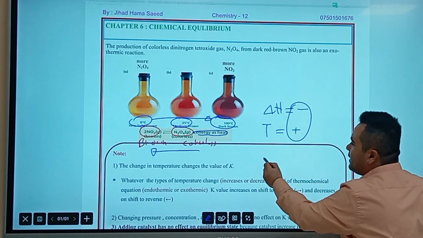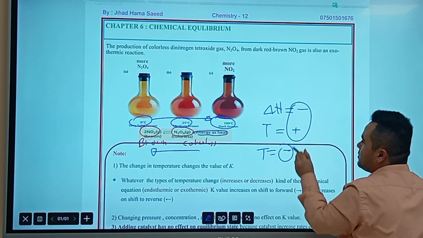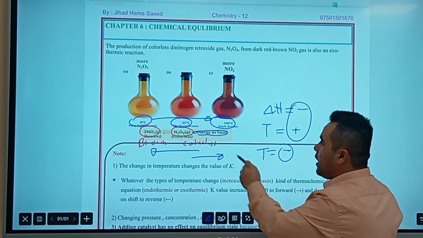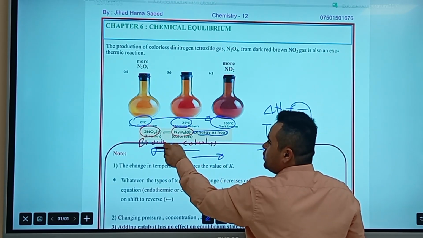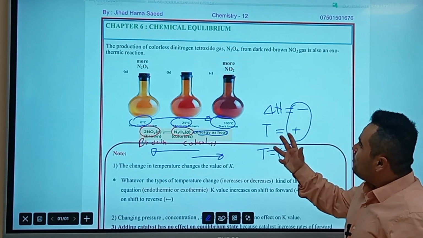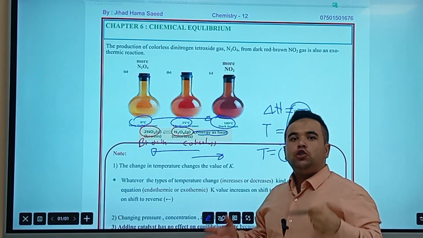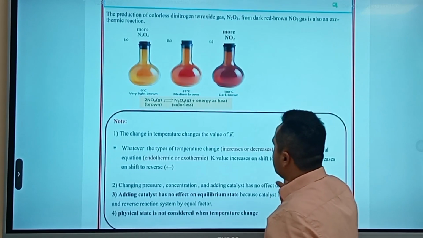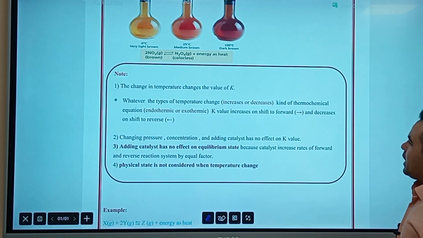Why? Because when we decrease temperature, it has the same sign as the enthalpy. So at that time we favor the forward direction, and then we let the brown nitrogen dioxide be consumed to form the colorless dinitrogen tetraoxide. That's a simple example which represents how temperature changes the color of the system and shifts the equilibrium. Let us take some notes, guys.